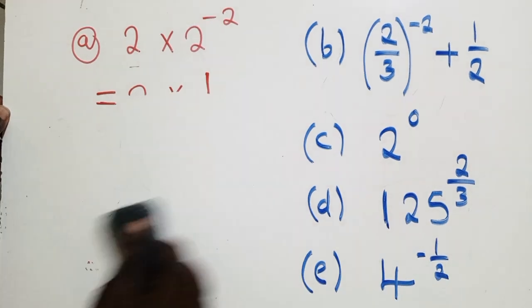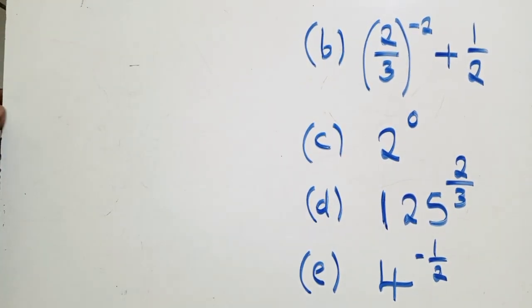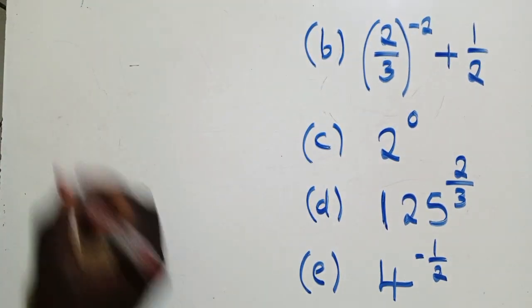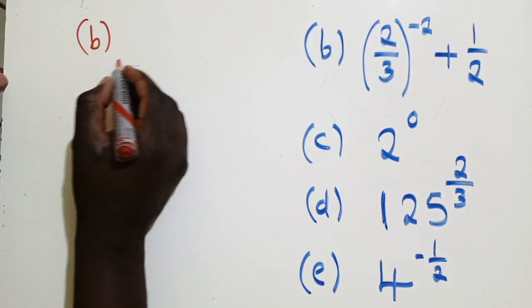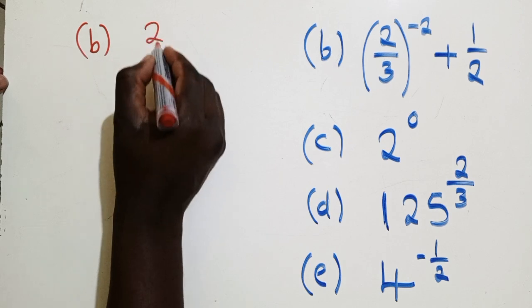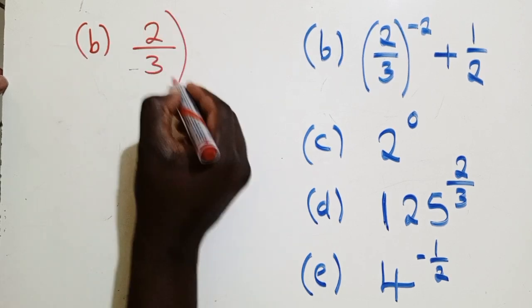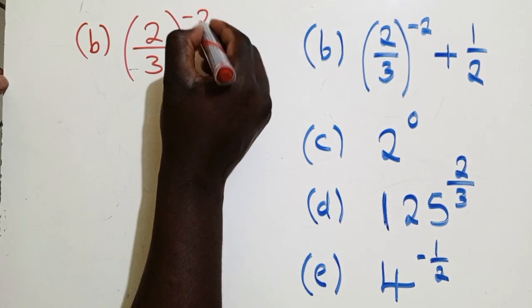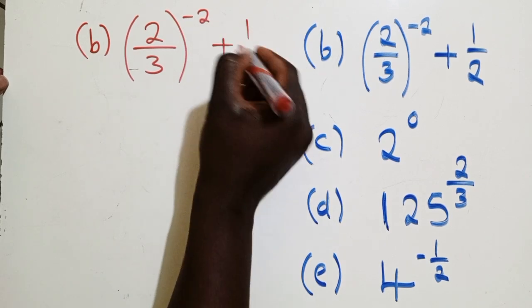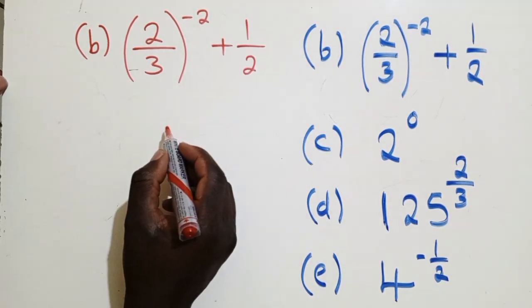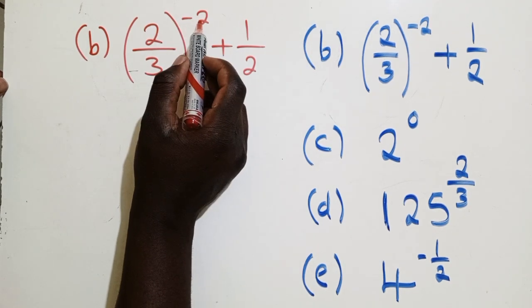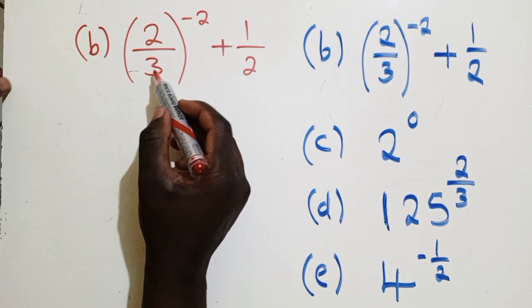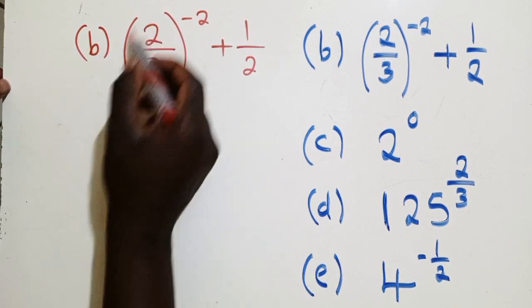For question B, we also need to apply the laws of indices. So this is question B. We have 2 over 3, and the power there, negative 2, plus 1 over 2. So what do we do? Can we work with it the way it looks with the negative power? Not really. So we need to check what is inside here.